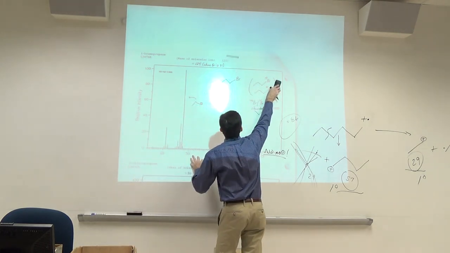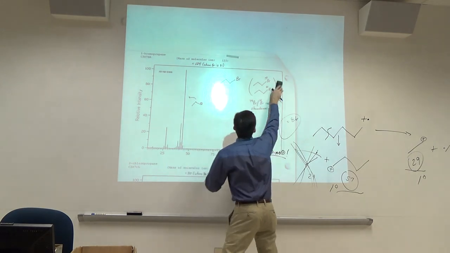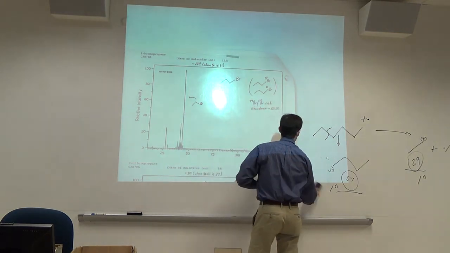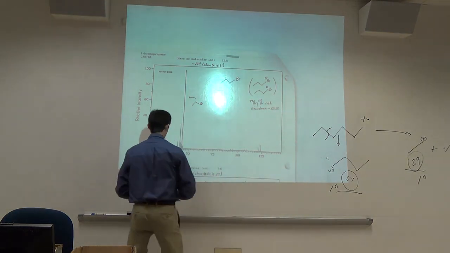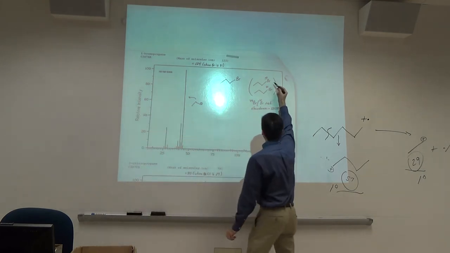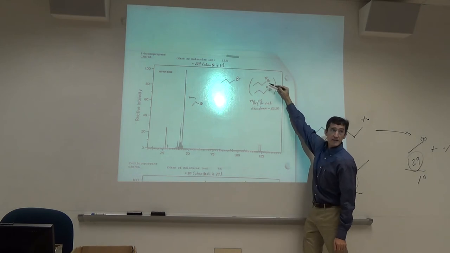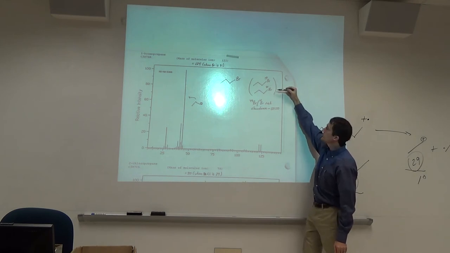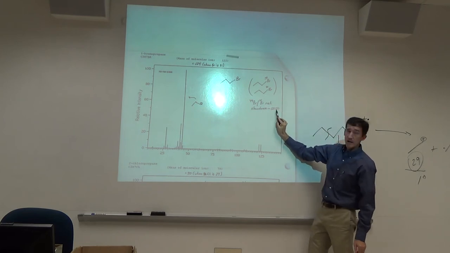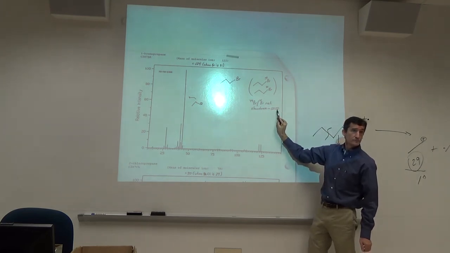If you look at this compound, 1-bromopropane, you can have molecules where Br is 79, but you can also have molecules where Br is 81. Two different major isotopes for bromine. For these two isotopes, the natural abundance is about 1-to-1, or 50-50.